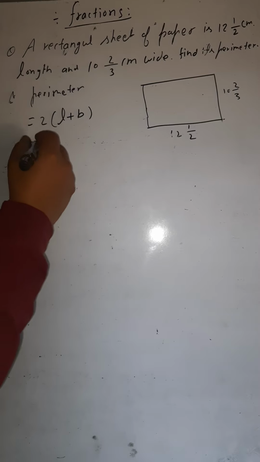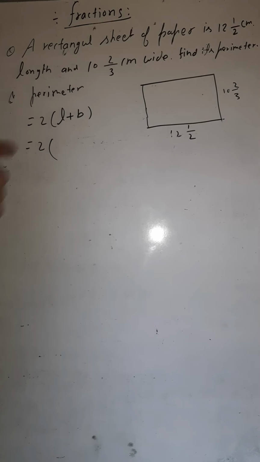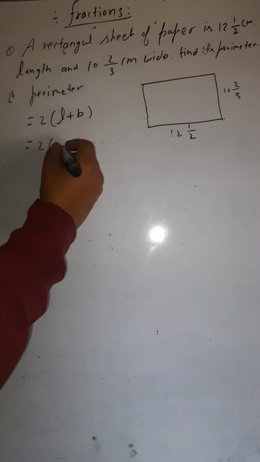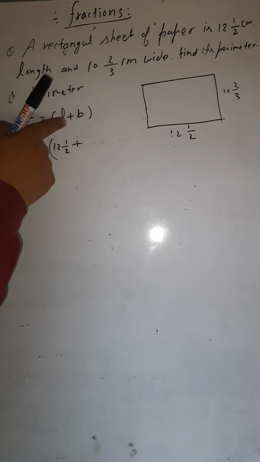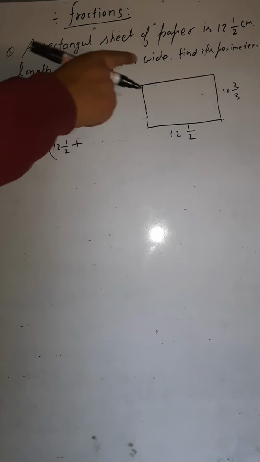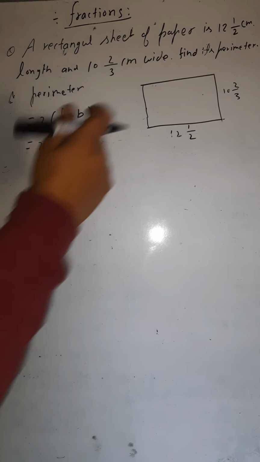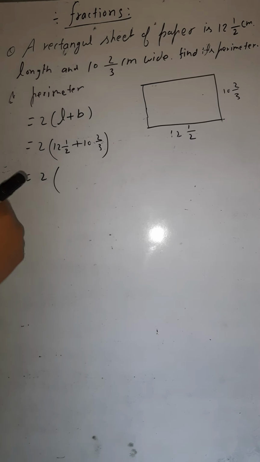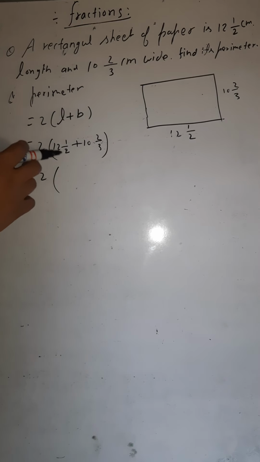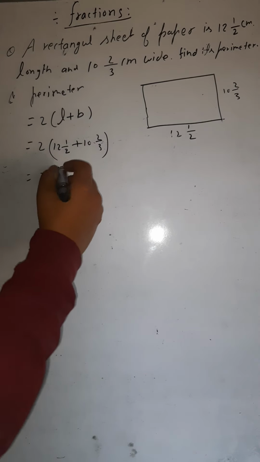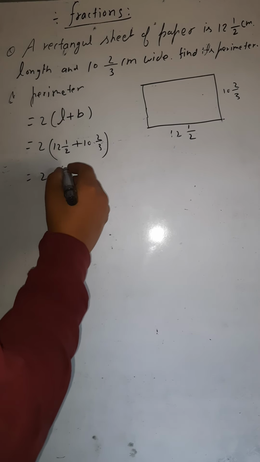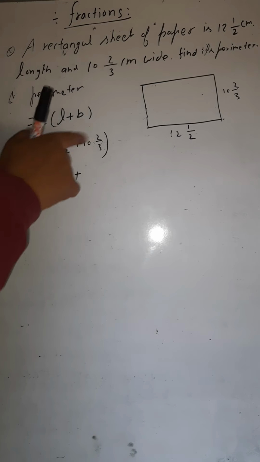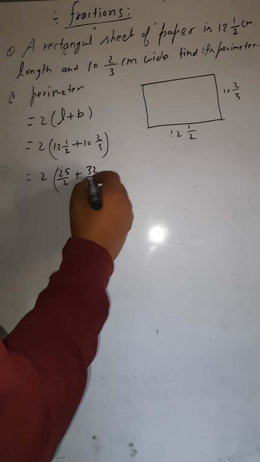Okay. So put the values now. 2 multiply, what is the length? Length is 12 whole 1 by 2, plus the breadth, that is the width, 10 whole 2 by 3. Just add it. You would get the answer. 12 twos are 24, 24 plus 1, 25. It would be 25 by 2 plus. Similarly here, 10 threes are 30 plus 2, 32 by 3.